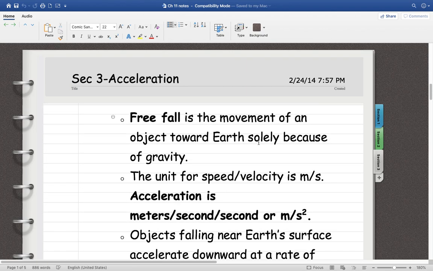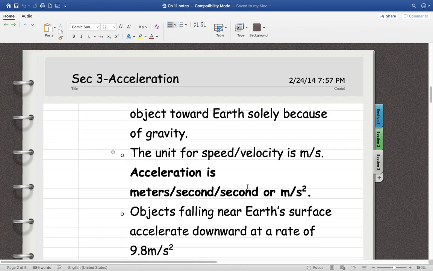Free fall is the movement of an object toward Earth solely because of gravity. So these are things falling down. This is a rock that falls off, or a tree limb falling off of a tree, or a rock that you drop from a high bridge. The unit for speed or velocity is meters per second, and the acceleration unit is meters per second per second. You can usually write it as meters per second squared.